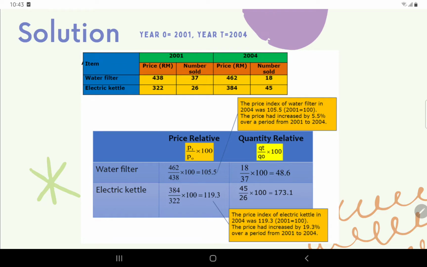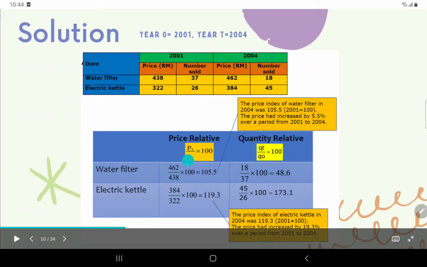So this is the answer. Year 0 is 2001. Okay, 2001 is our base year, and year T is our current year. Current year is 2004. So this is the information given before.